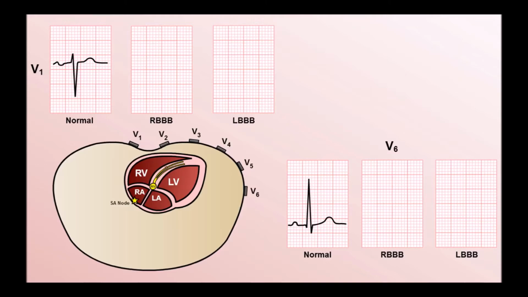In right bundle branch block, there is still first left to right depolarization, resulting in an initial positive deflection of V1. For reasons I cannot explain, V6 in right bundle branch block is often lacking the small Q wave. The next event is unilateral depolarization of just the left ventricle. This is directed towards V6 and away from V1. What happens next is a slow and roundabout depolarization of the right ventricle via the periphery of the left ventricle. This results in a second positive deflection in V1 and a prominent terminal negative deflection in V6.